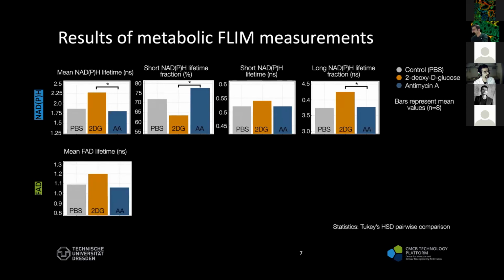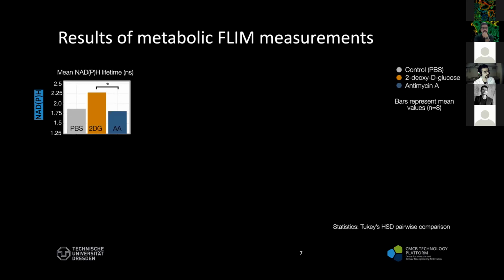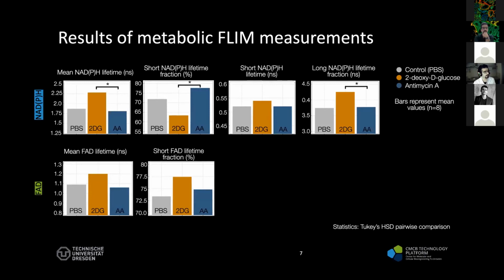If we go now for the data of FAD, we can see that also the FAD mean lifetime differs between the different metabolic treatments. Looking at the short lifetime fraction, this increases in the case of inhibition of glycolysis, while it slightly increases in the case of antimycin A. So what you can see here is that the two inhibitor treatments don't respond in opposite directions relative to PBS, but they actually show the same tendency, just to a different extent.